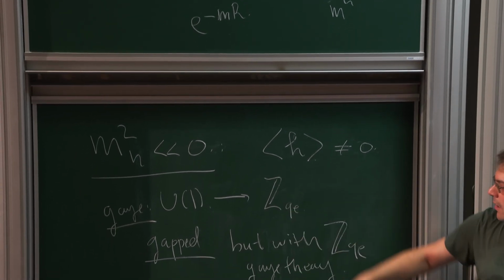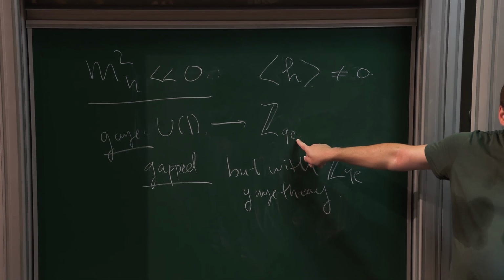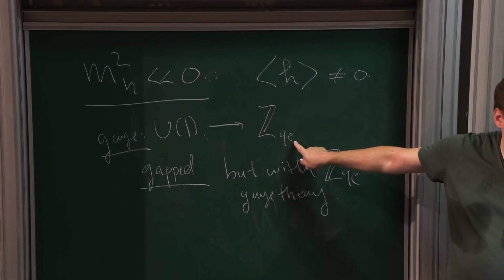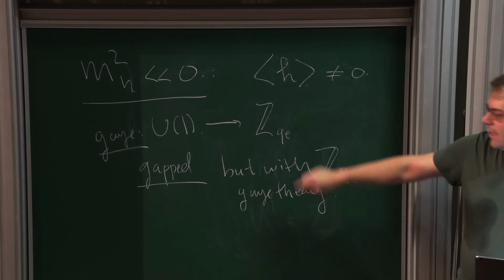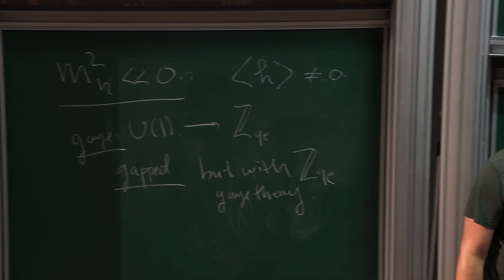Well, it's good that there's something non-trivial in the Higgs phase, right? If the Higgs phase were completely trivial, gapped, boring, and trivial, it could not match this anomaly. And instead, this anomaly is matched by the leftover ZQE TQFT.